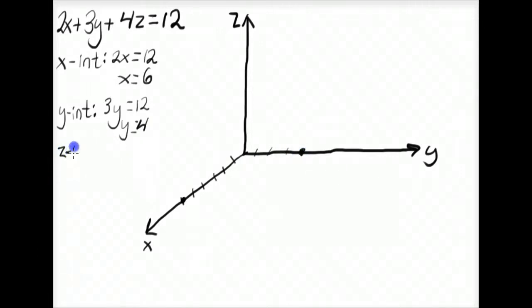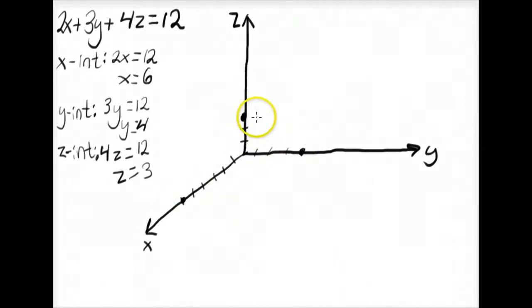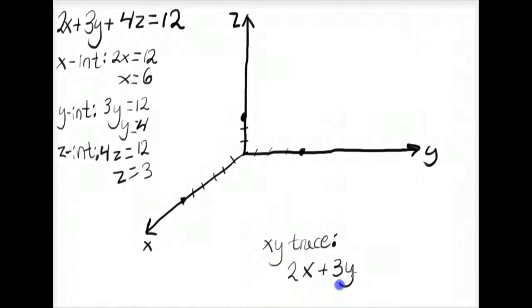The z-intercept then will be found by setting both x and y equal to 0, so we'll have 4z equals 12, and then z equals 3. So we'll count 1, 2, 3. At this point, we need to find the xy trace, the yz trace, and the xz trace. So the xy trace is going to be found by setting z equal to 0. So we're really going to get 2x plus 3y equals 12.